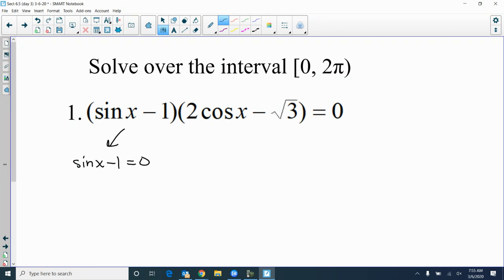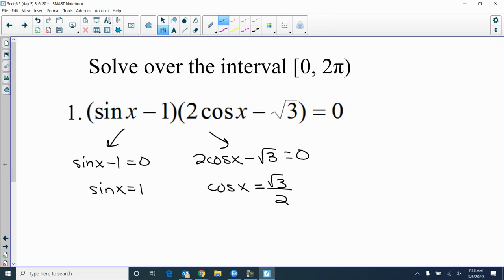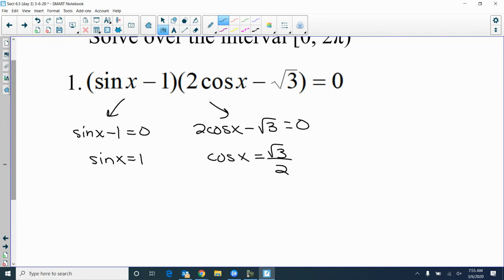So you just sine of x minus 1 equals 0, add 1. Sine of x equals 1. 2 cosine of x minus square root of 3 equals 0. Add square root of 3, divide by 2. All right, this is where we get one answer. Sine of x equals 1, because where's your y value equal 1? That's at 90 degrees or pi over 2.